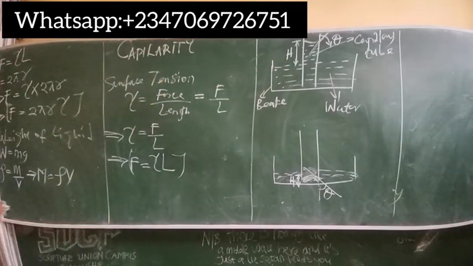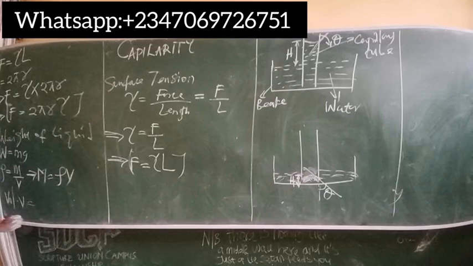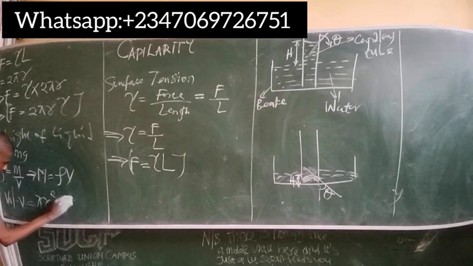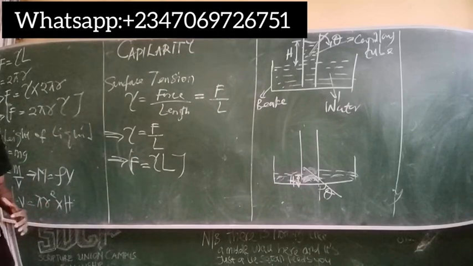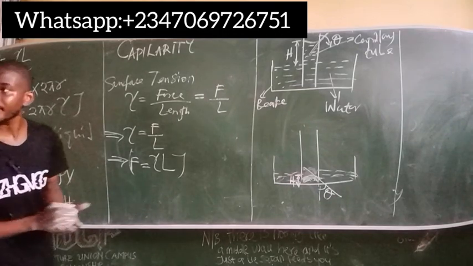So the volume of the liquid contained, volume V, is now equal to what? Area of the circle, which is simply pi r squared, multiplied by the height of the liquid inside the capillary tube. So you simply have this to be pi r squared times height. That gives you the volume of the fluid, or the liquid contained in the capillary tube.